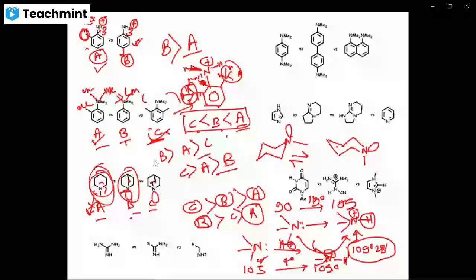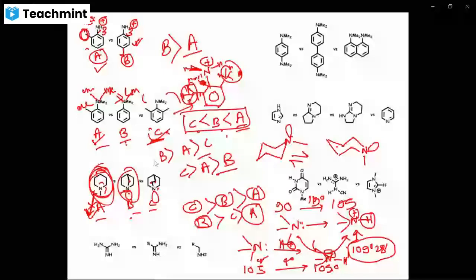So in this case, the bond angle is mostly deviated from 109 degree, but for these two, it is closer to 109 degree. And that's why for this A, when you want to change its bond angle by giving it a proton, it will resist more, and that's why its basicity will be lowest. Understand?